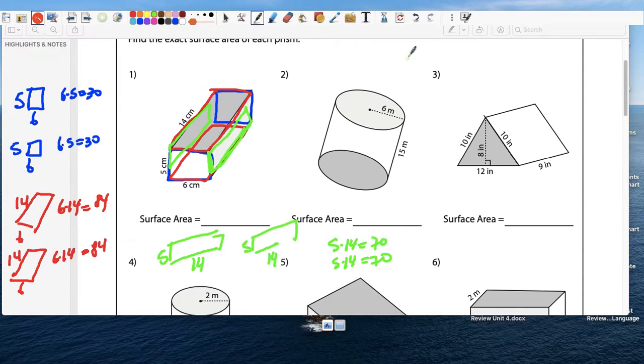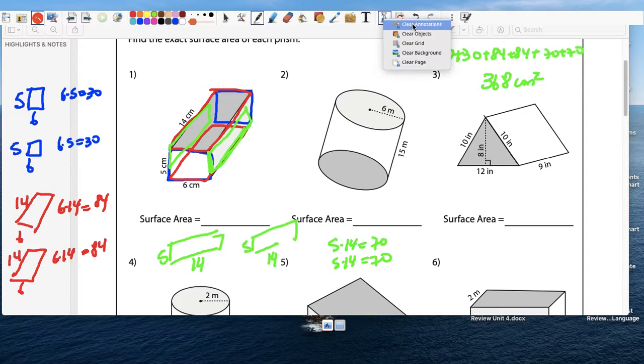So now we can add, so the surface area is 30 plus 30 plus 84 plus 84 plus 70 plus 70, and I have no idea. 100, 200, 364. No, 368. Is that right? Yeah, 368. 368 what? Centimeters squared.